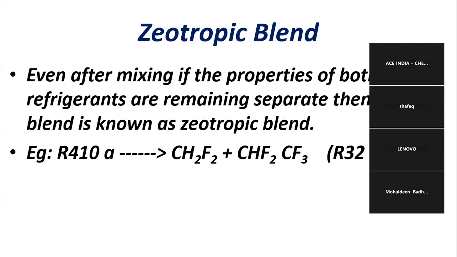R410 is a zeotropic blend, where you mix R32 and R125. Okay, so this is R32 and R125. Here it has minimal glide. Typically, R410A can operate at higher pressure than R22. Yesterday I told you the other refrigerants are always competing with R22, isn't it? So in the case of R410A based refrigerant, it has a higher operating pressure than that of R22 itself. And R410A can be used as a new generation replacement for R22.